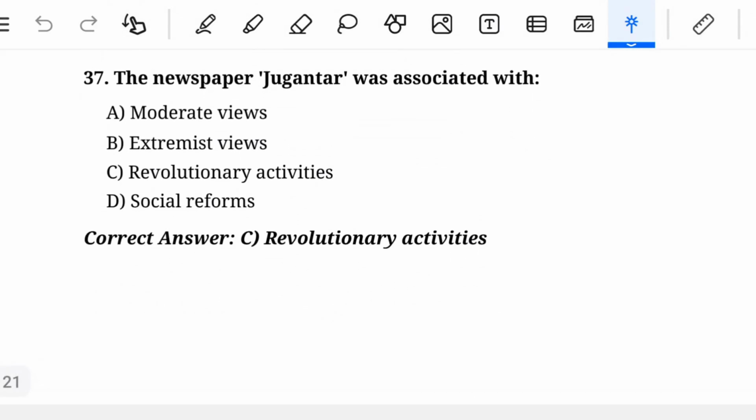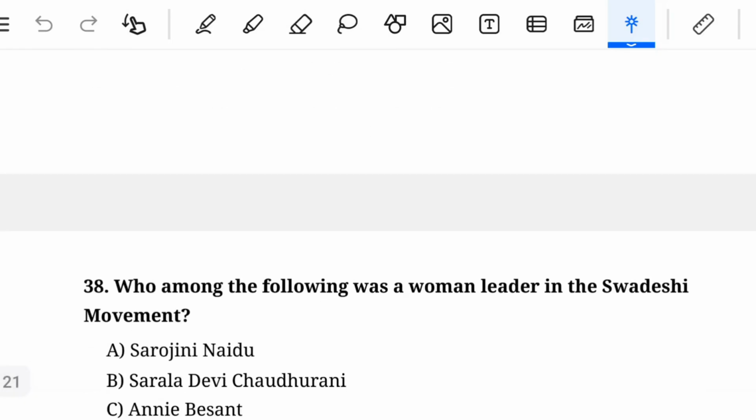37. The newspaper Jugantar was associated with A. moderate views, B. extremist views, C. revolutionary activities, D. social reforms. Correct answer C.